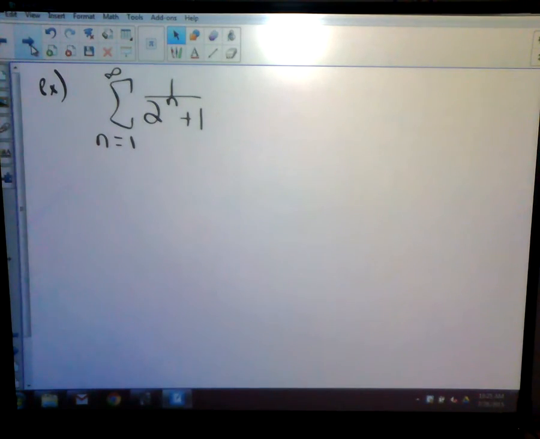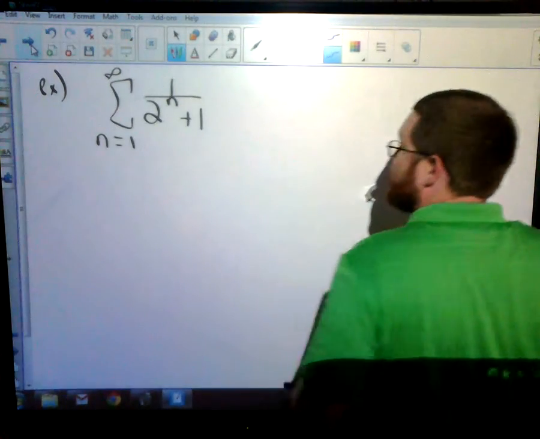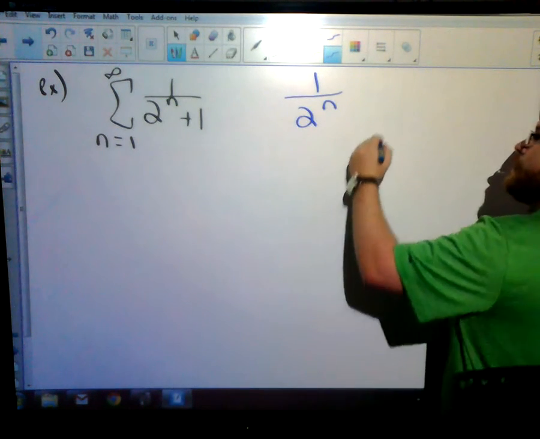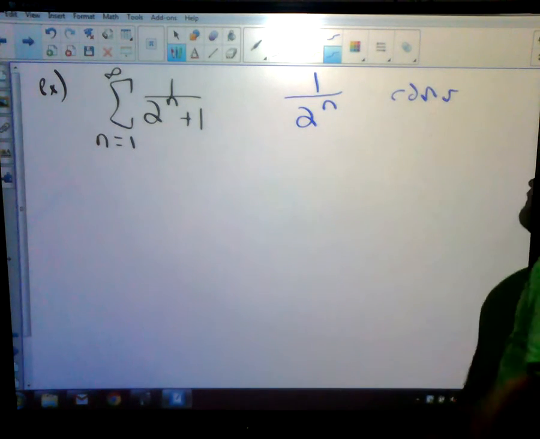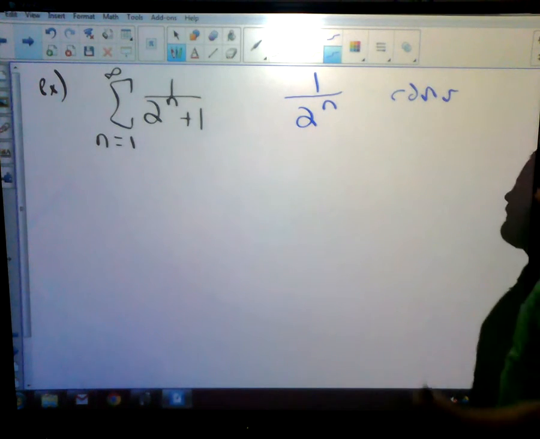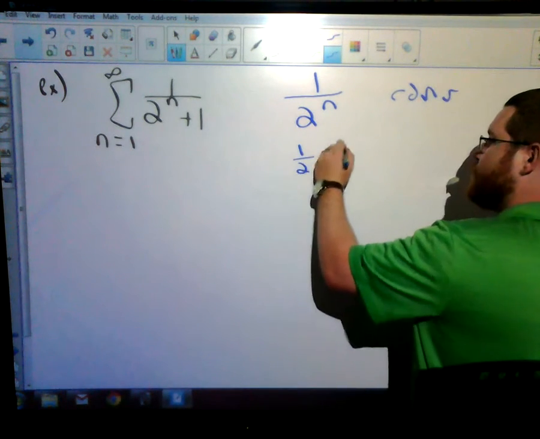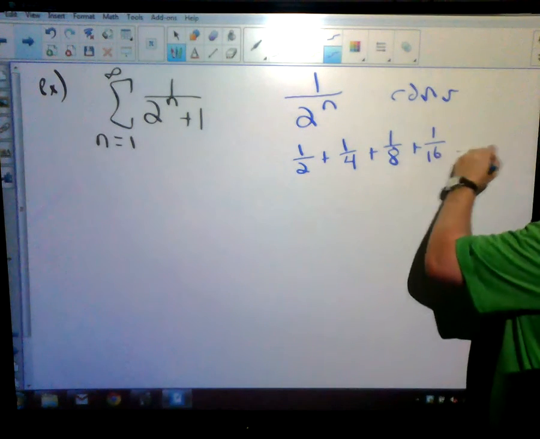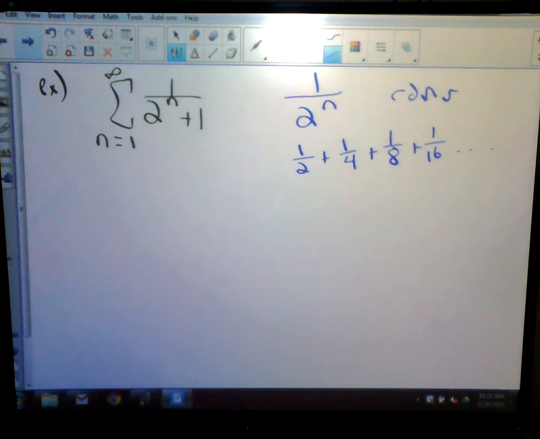Let's take a look at this. Let's compare it to 1 over 2 to the n. This converges. How do I know? It's geometric. It's not a p-series. That's 1/2 plus 1/4 plus 1/8 plus 1/16. That converges. Why? Because r is less than 1.